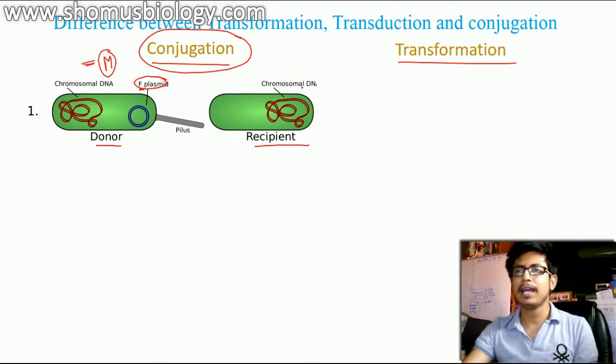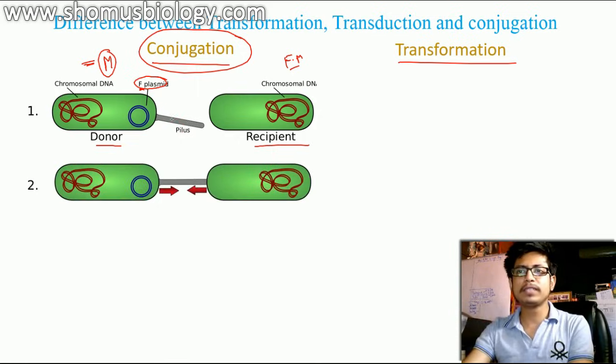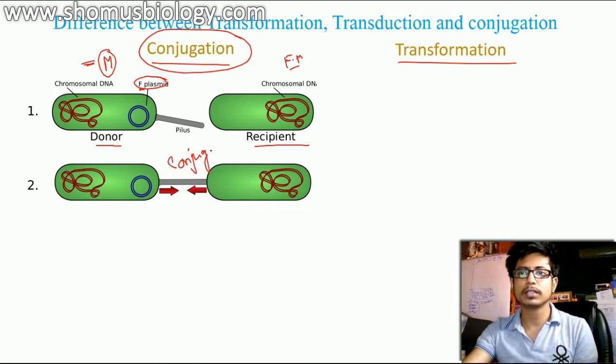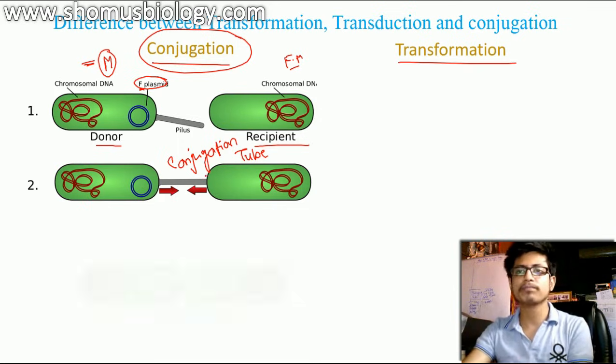The donor resembles a male, and the recipient resembles a female in this case. This whole process resembles the sexual reproduction process, but it's not exactly that. In this case, with the help of this pilus, the donor attaches to the recipient and they form a tube in the middle, and this tube is known as the conjugation tube.